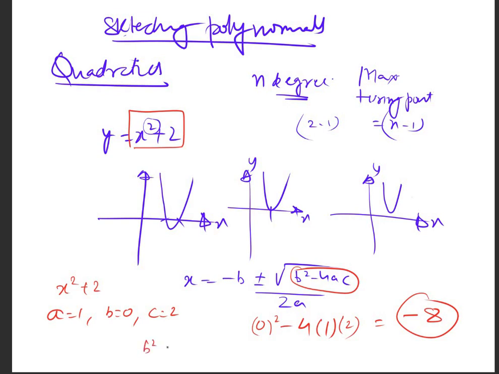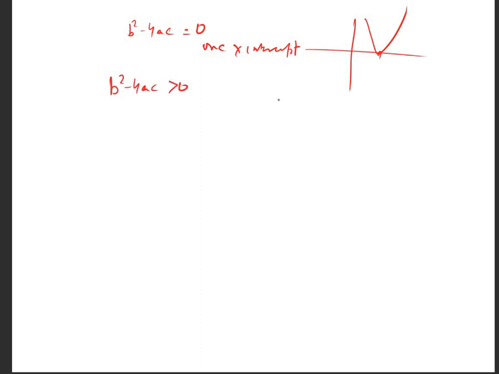Whenever my b square minus 4ac is a negative value, that means less than 0, I will always get this kind of a graph. That means no x-intercepts. If my b square minus 4ac is equal to 0, I will always get this kind of a graph, where I have only one x-intercept. And if my b square minus 4ac is greater than 0, I have this kind of a graph.